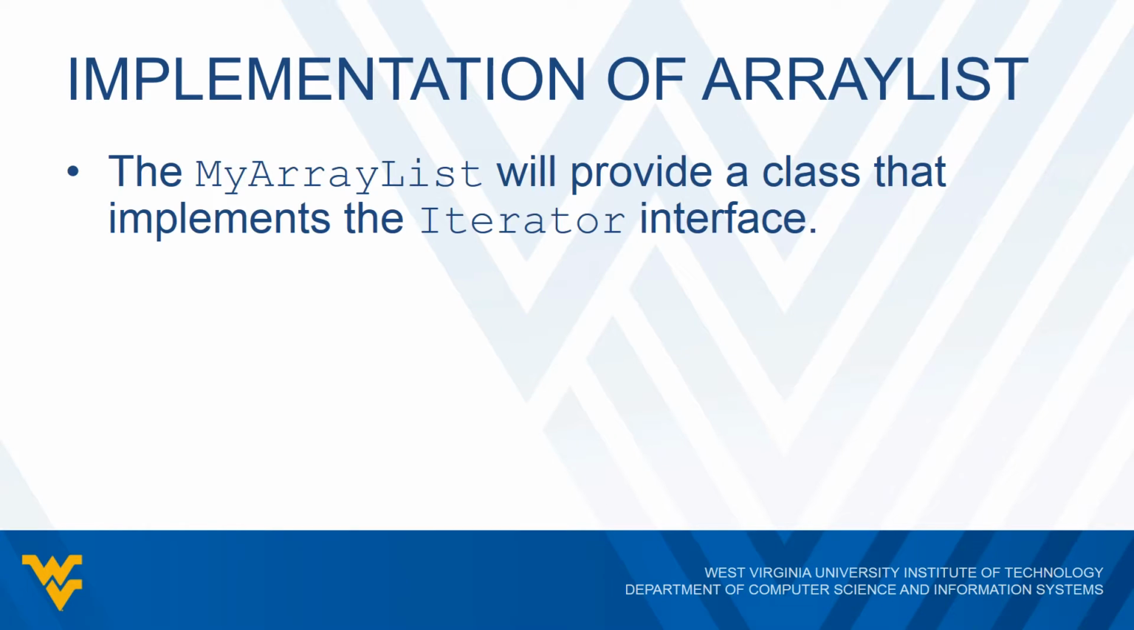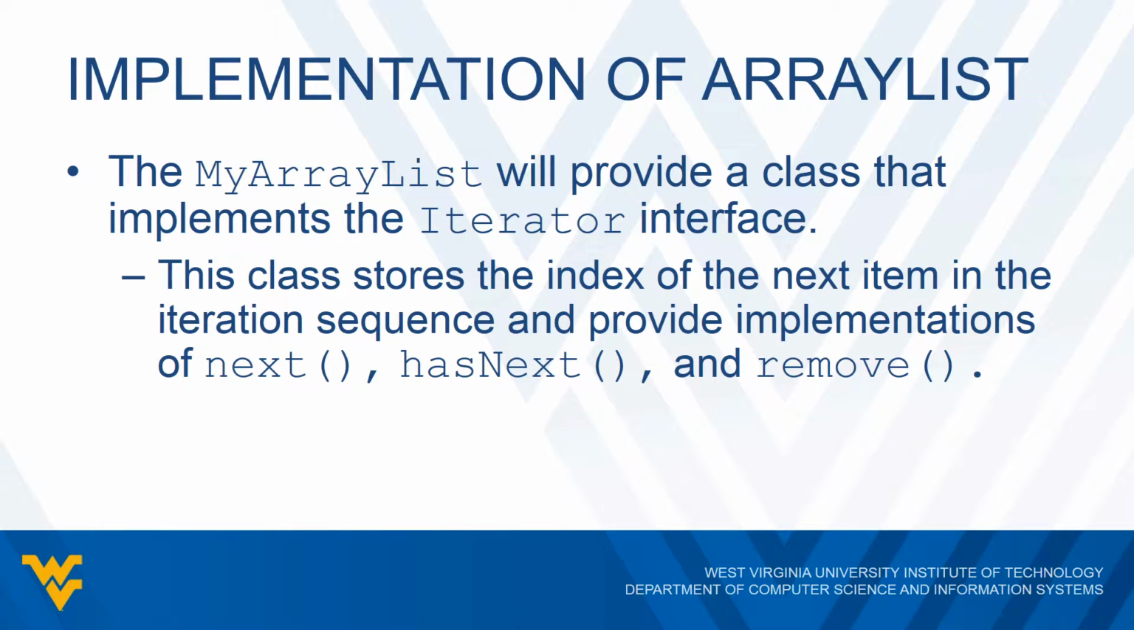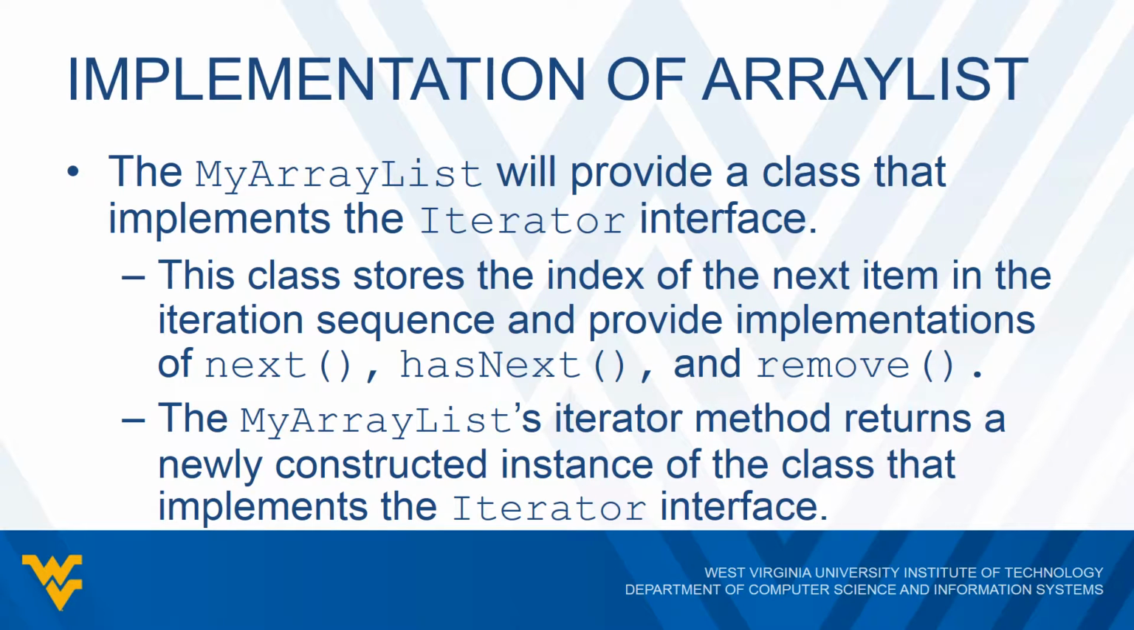Finally, myArrayList will give us a class that implements the iterator interface. This class is going to store the index of the next item in our iteration sequence, and it'll also give us implementations of the next, hasNext, and remove methods. The iterator method associated with this class will just return a newly constructed instance of the class that does implement the iterator interface. So we're going to have the complete implementation of the iterator interface in this program.